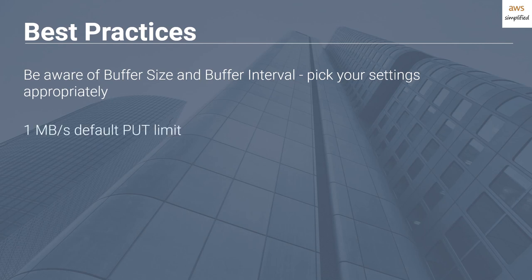Second point is that by default, you have a 1 megabyte per second default put limit. So if you are putting to the Firehose endpoint, this is the default out of the box limit. You can, of course, request a rate increase for this, and you do this through the AWS console by contacting support. But just be aware that if you have a very high throughput application, this is the default limit. So you may want to adjust this accordingly.